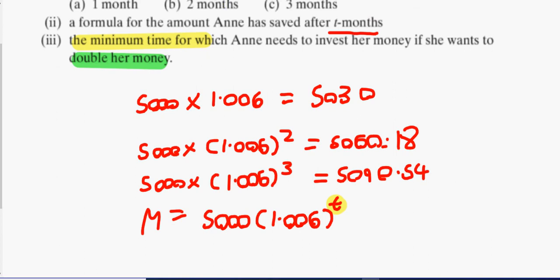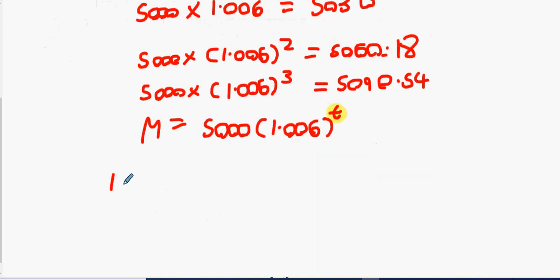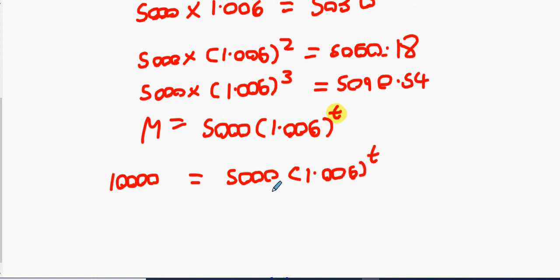So what do we change the m value to? Anybody? 10,000. That equals 5,000 by 1.006 to the power of t. First thing I'm going to do is get rid of that 5,000. How do I get rid of that 5,000? So we're going to get 10,000 divided by 5,000 is 2. Always do that, because you always want to try and get rid of that.